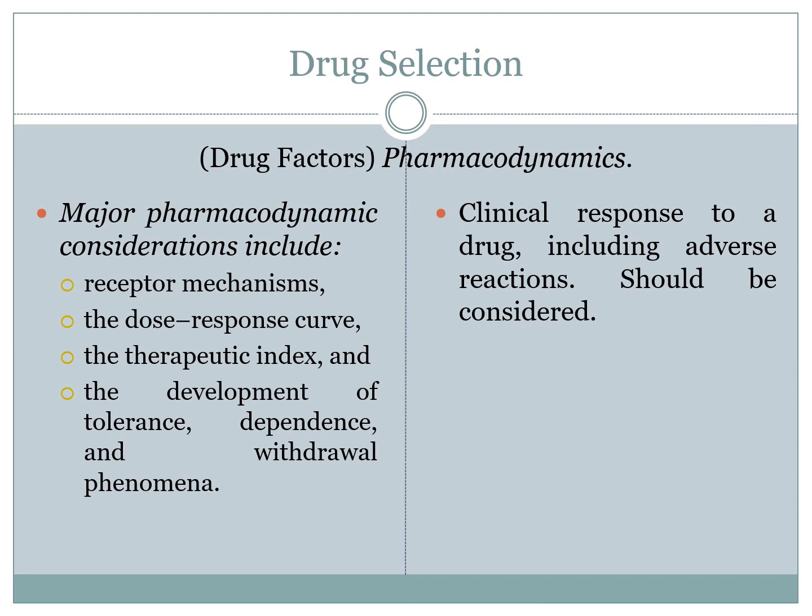In pharmacodynamics, considerations include the mechanism of the drug, the dose response curve of the drug, the therapeutic index of the drug. Some drugs have a low therapeutic index, like lithium, and should be considered for the dynamics, the development of tolerance to the drug, dependence, and withdrawal phenomena. These things should be considered for drug selection. The adverse reaction should also be considered.